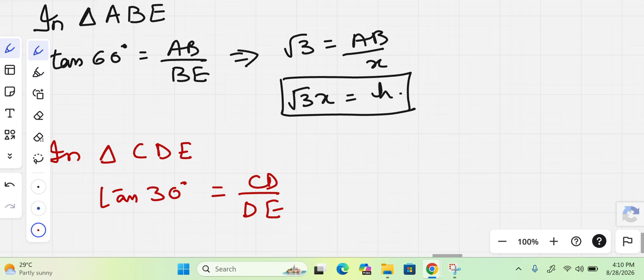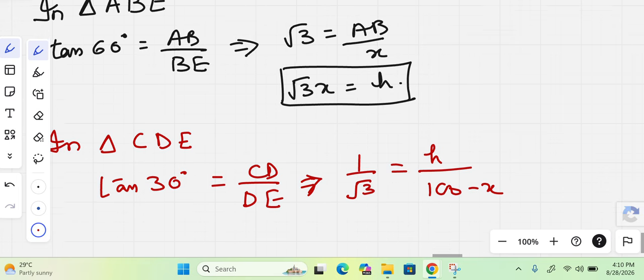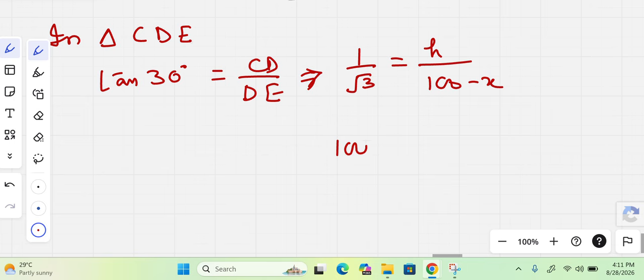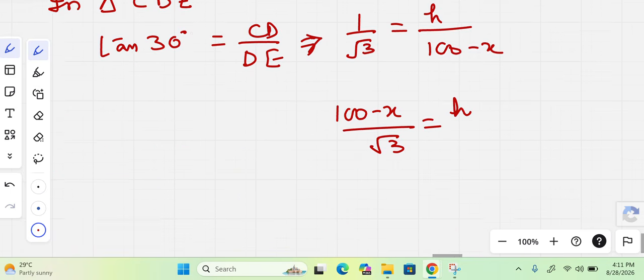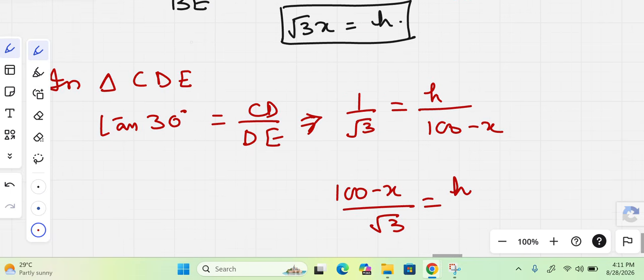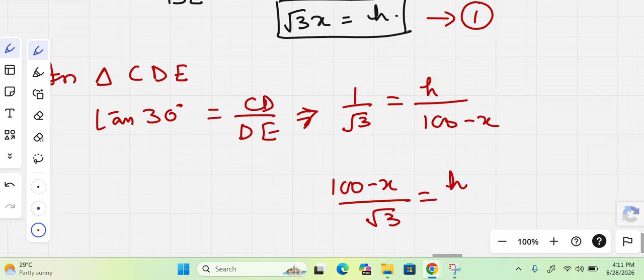DE. Very good. Tan 30 is how much? 1 by root 3. Perfect. CD is h, right? And how much is DE? Very good. You got it. So this is (100 minus x) by root 3 equal to h. But here we got h is equal to root 3x. So what we can say from 1.